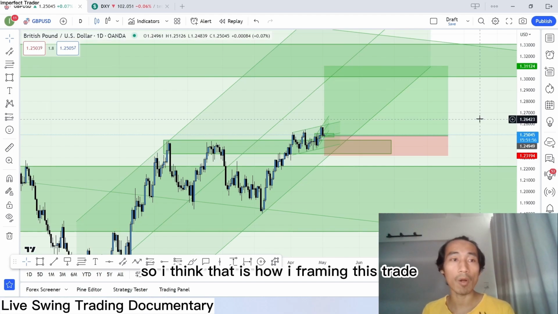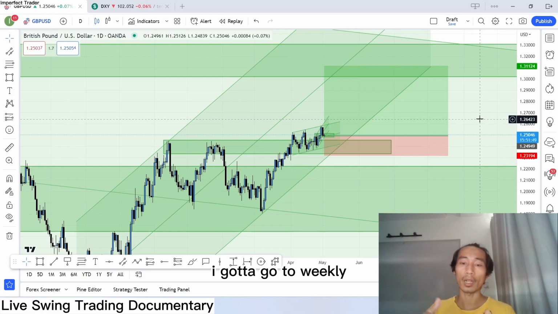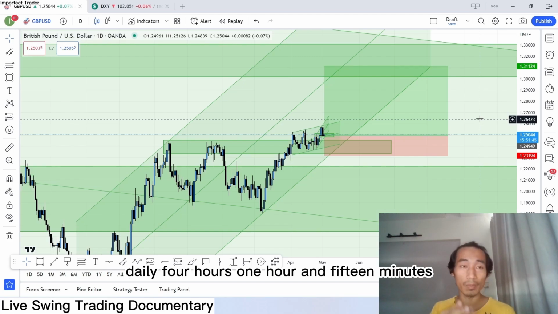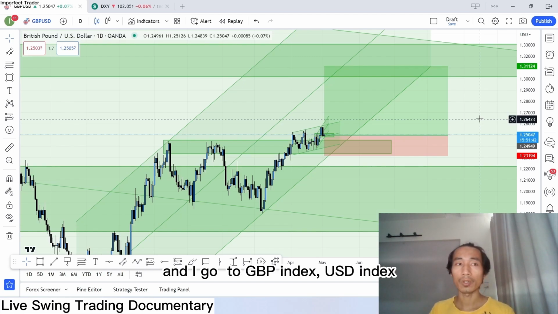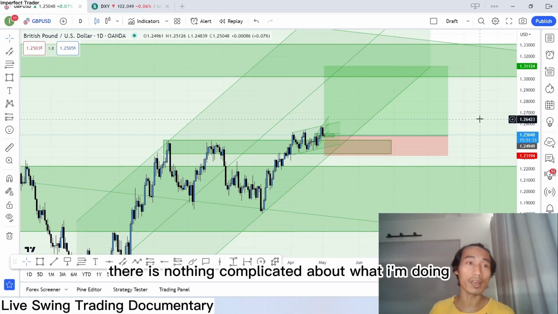I think that is how I'm framing this trade, and I'm sorry if it's taking too long because I'm gonna go from monthly to weekly, daily, 4 hours, 1 hour, and 15 minutes, and I go on the Euro index. I go to USD index, and you can see that there's nothing complicated about what I'm doing.